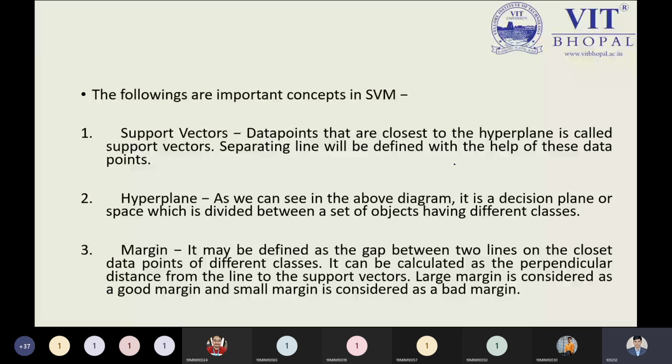In the diagram you will see that a large margin is considered a good margin, and a small margin is considered a bad margin. If you have a very small margin, your model will not classify your data properly. So you must have a good margin, which means the distance must be maximum. That's why we have chosen line 1, because it has the maximum space, but line 2 does not, so we have discarded line 2.